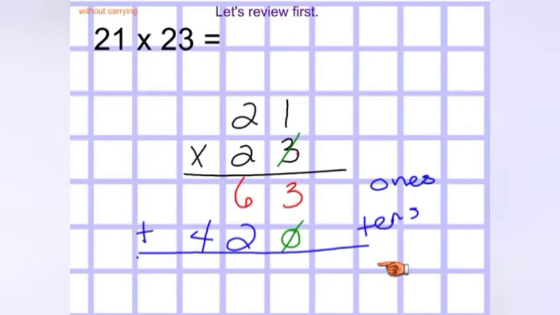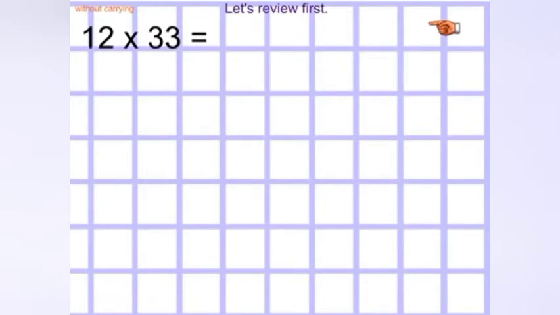3 plus 0, starting the ones. 3 plus 0 is 3. 6 plus 2 is 8. And 4 plus nothing is 4. Okay, nice job. All right, let's look at this one.